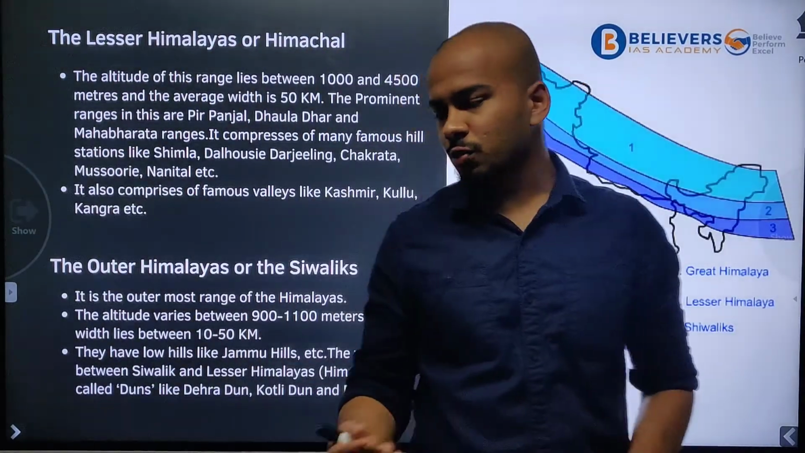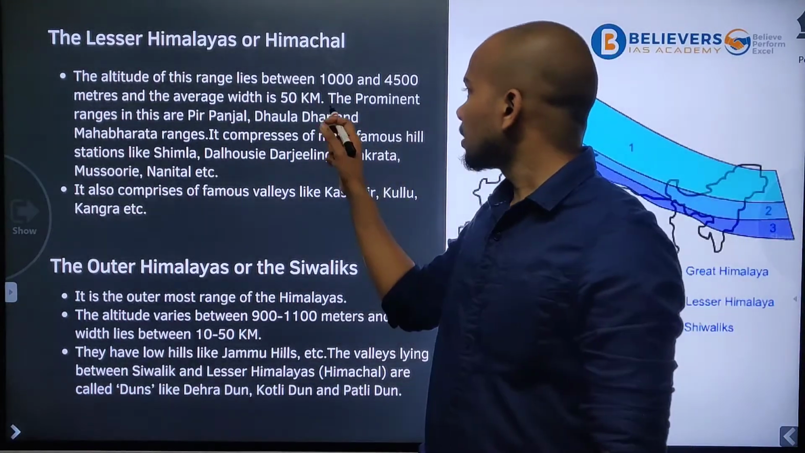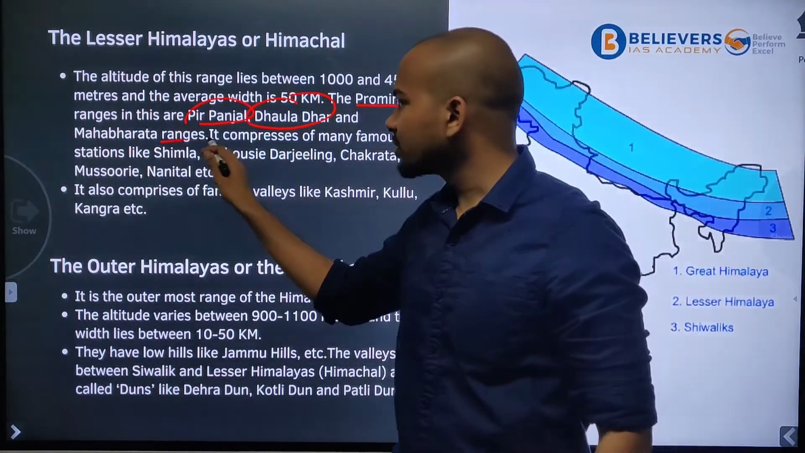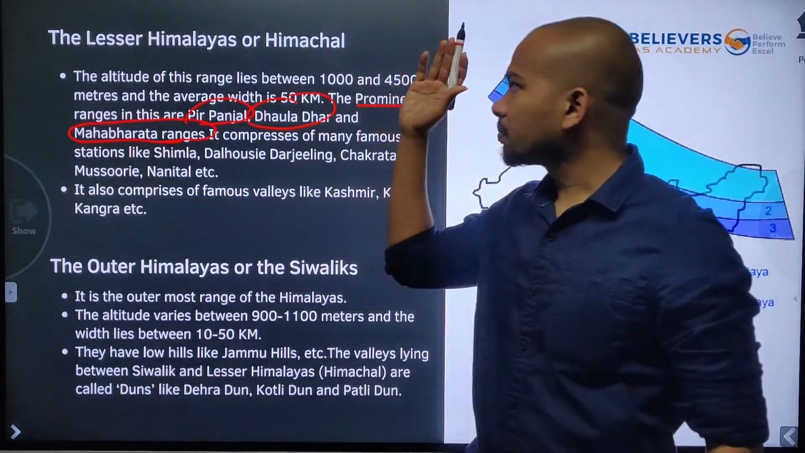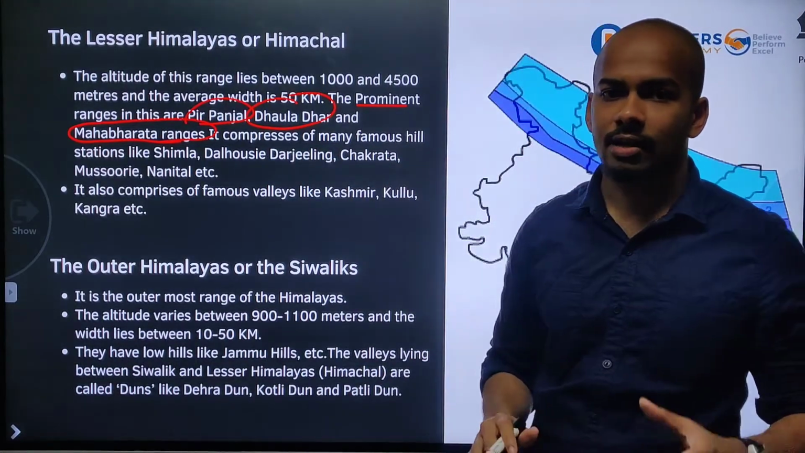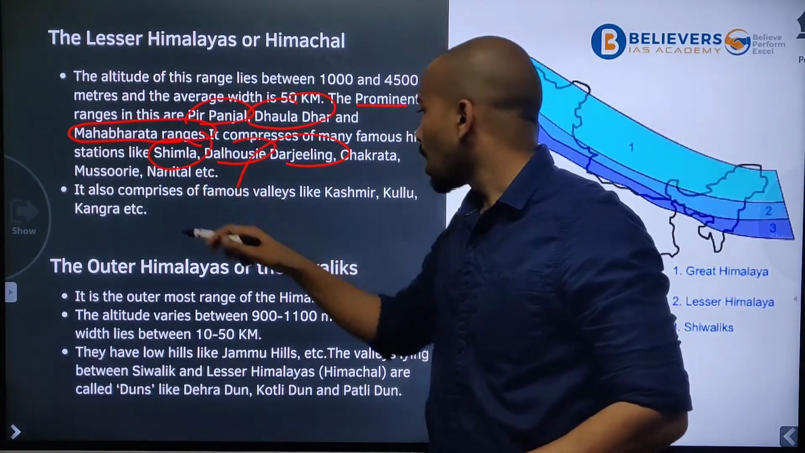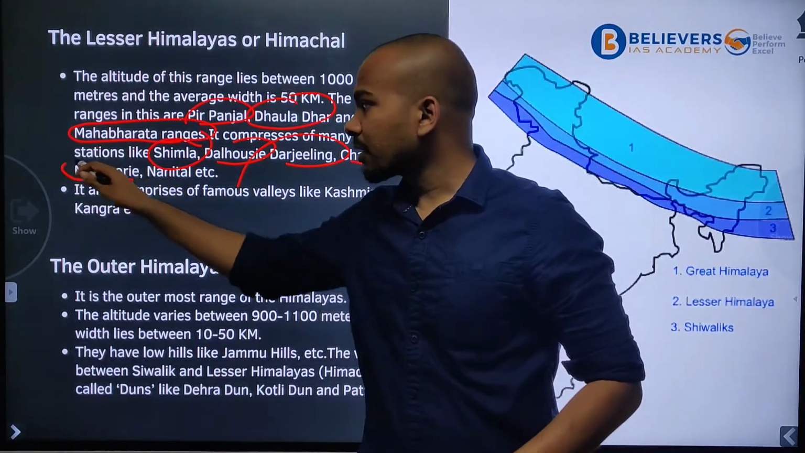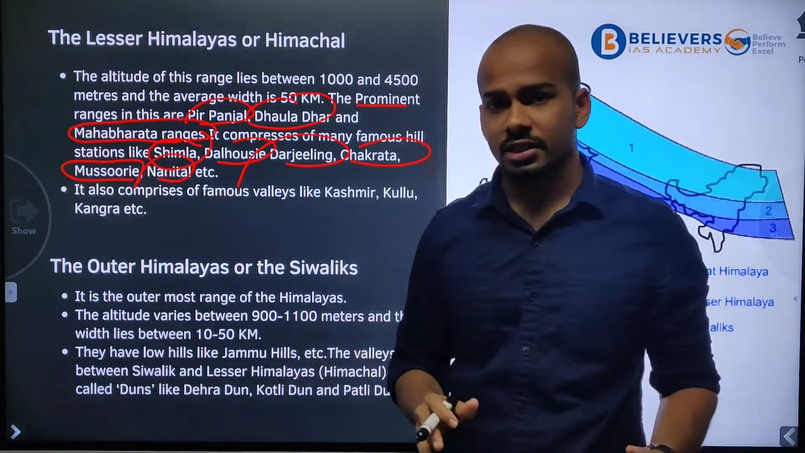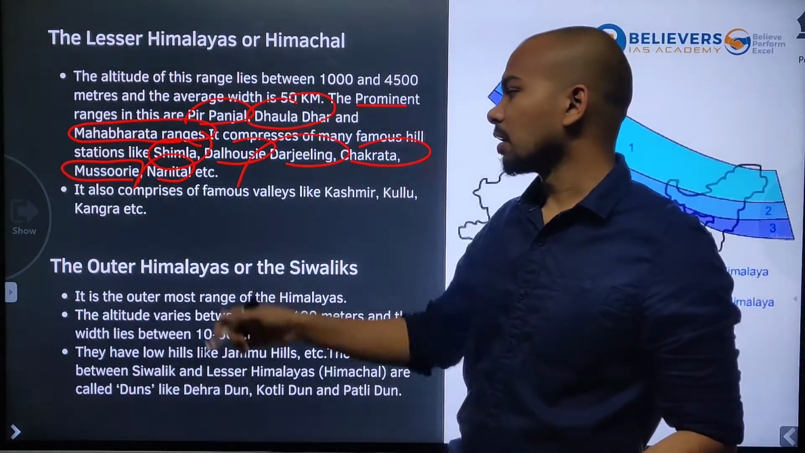So second and next one is the Lesser Himalayas or Himachal. So here the prominent ranges like Pir Panjal, Dhauladhar and Mahabharat ranges are going to be a part of Himachal, and it comprises of many famous hill stations like Darjeeling or even Dalhousie, Shimla, Chakrata, Mussoorie, even where the IAS Academy is located, Nainital. All these important hill stations are actually located in Himachal, okay, in the Lesser Himalayas.